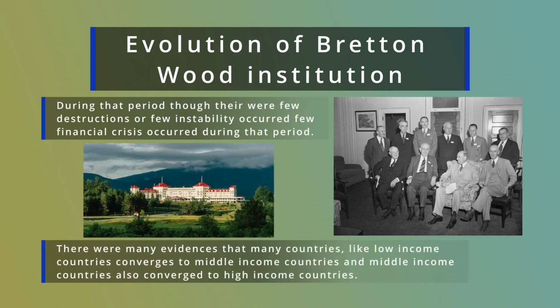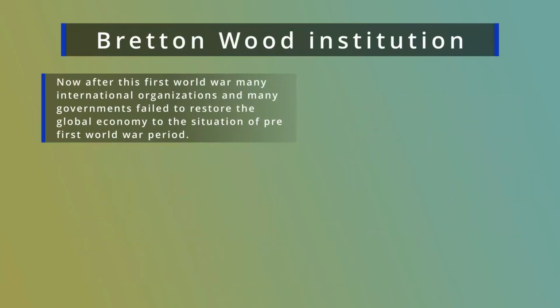And there were many evidences that many countries, like low-income countries, converged to middle-income countries, and middle-income countries also converged to high-income countries. Now, after this First World War, many international organizations and governments failed to restore the global economy to the situation of the pre-First World War period.